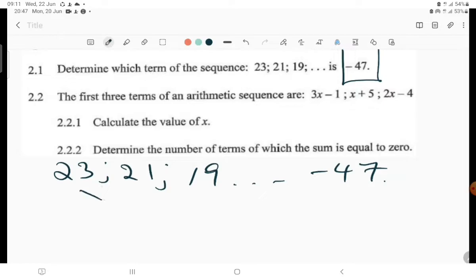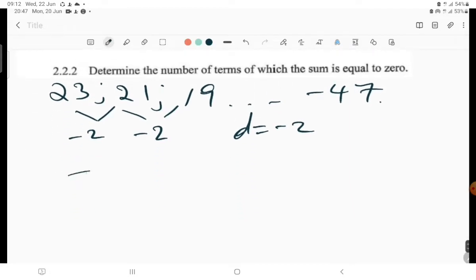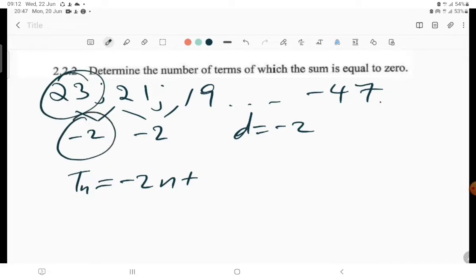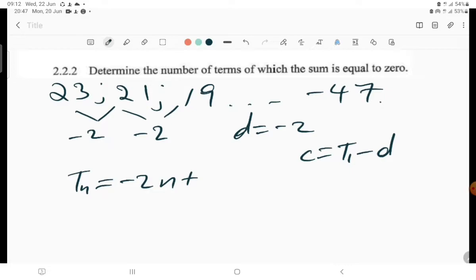Good. Now let's find the common difference. So 21 minus 23 is just negative 2. Then 19 minus 21 is just negative 2. So that means our difference is negative 2. So we are having this Tn, which is equal to negative 2n, then plus our constant, which is term 1 minus the common difference. So c is always term 1 minus the common difference. Now 23 minus negative 2 is just going to be positive 25.